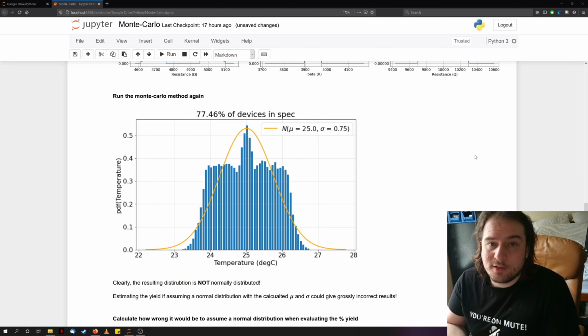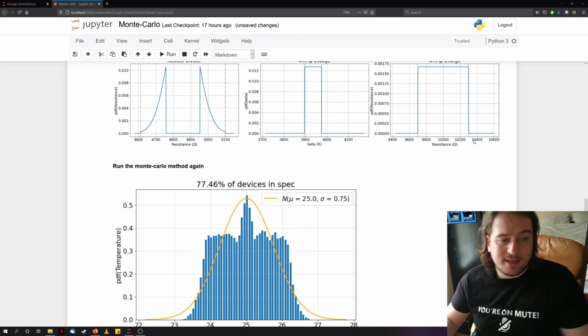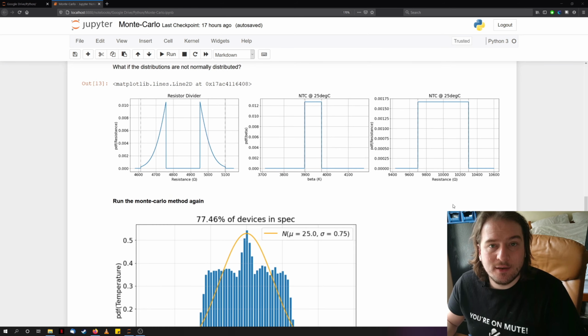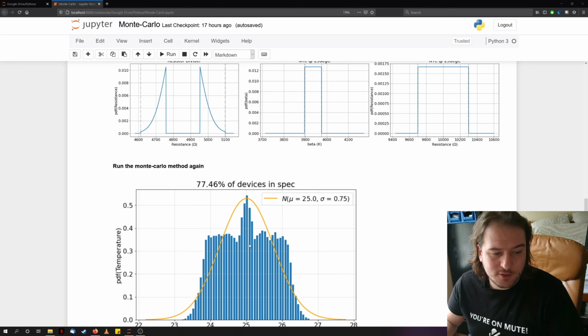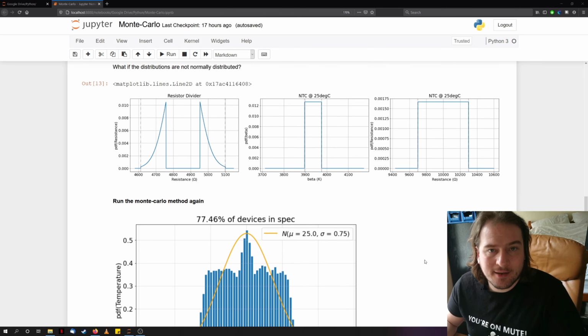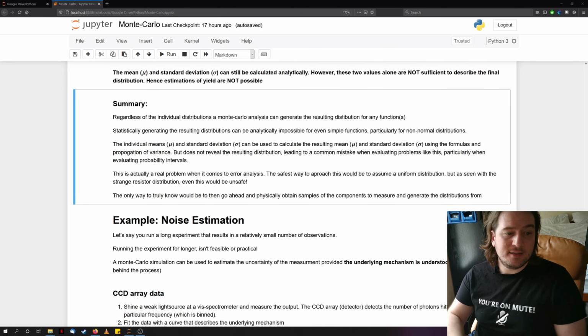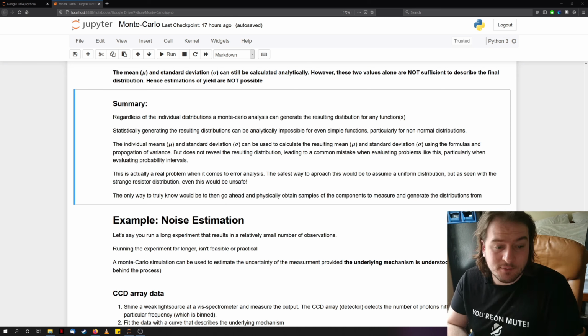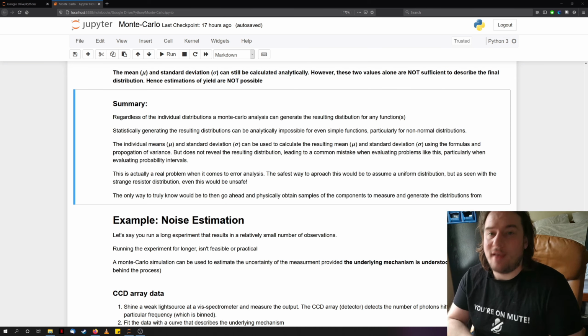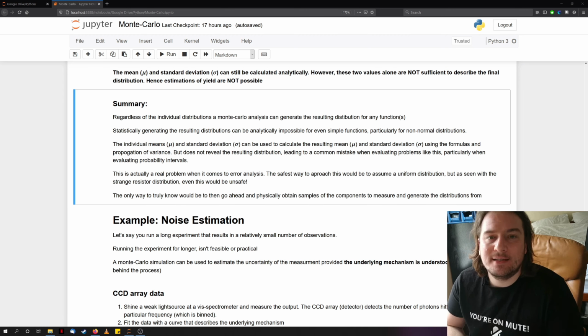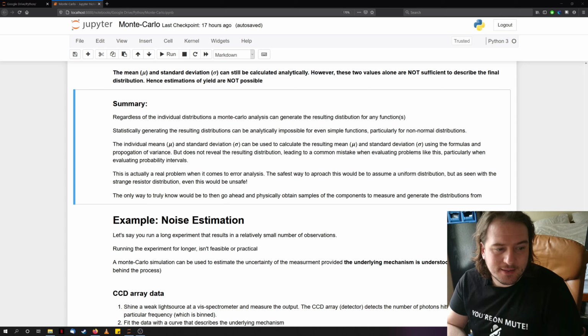So this highlights an important aspect of Monte Carlo simulation: if we know the underlying distributions, we can quite easily get the resulting distributions, whereas analytically, all we can do with the mean and standard deviation is calculate the resulting mean and standard deviation, but not the resulting distribution. That's very, very important to remember. In summary, regardless of the individual distributions, a Monte Carlo analysis can generate the resulting distribution for any function, no matter how complicated the function is. It's simply a computational step for calculating that.